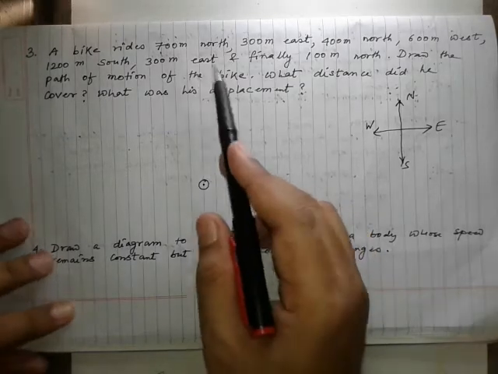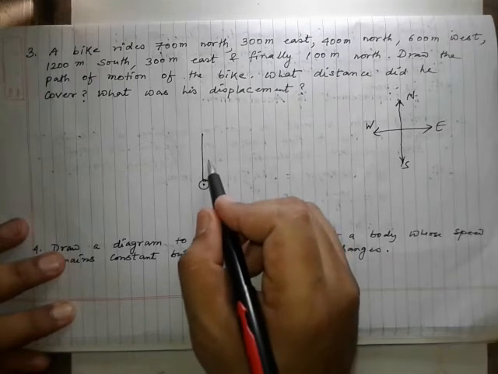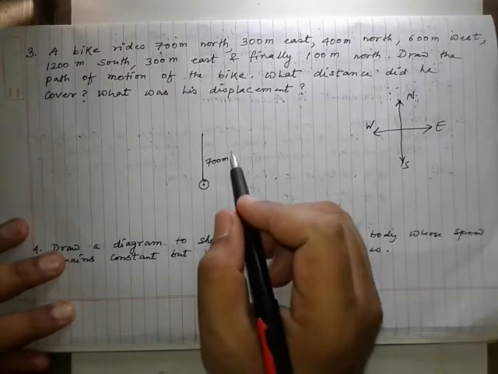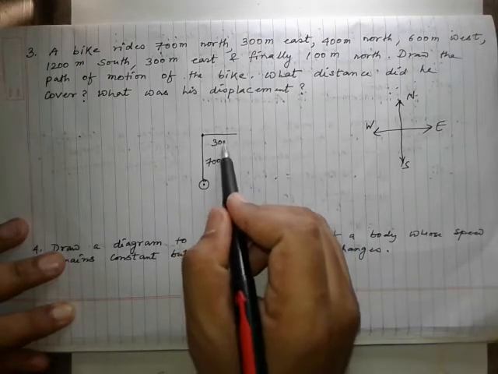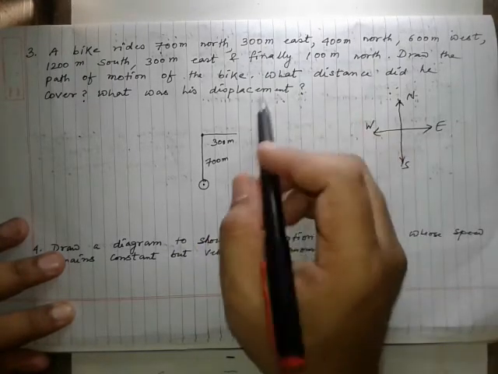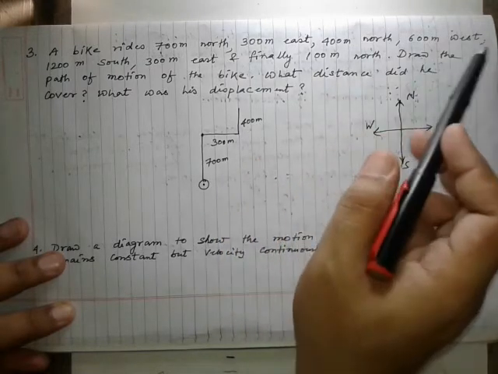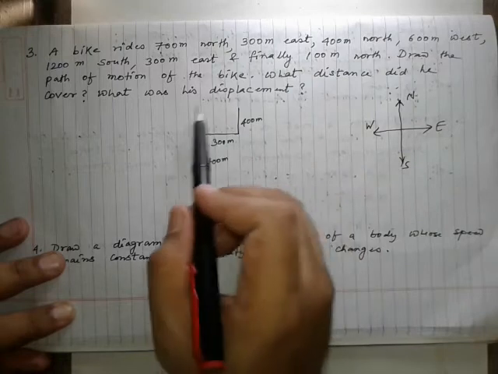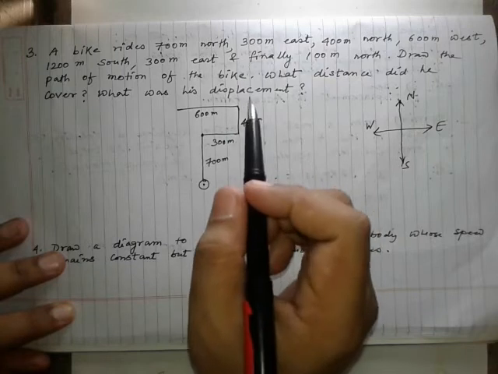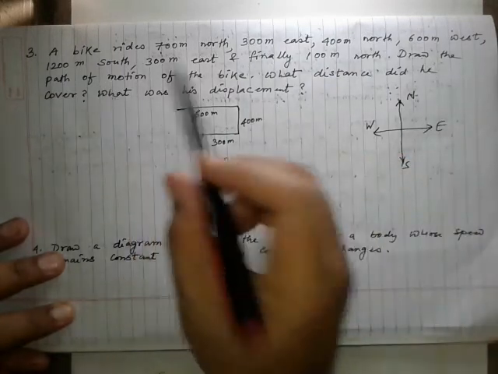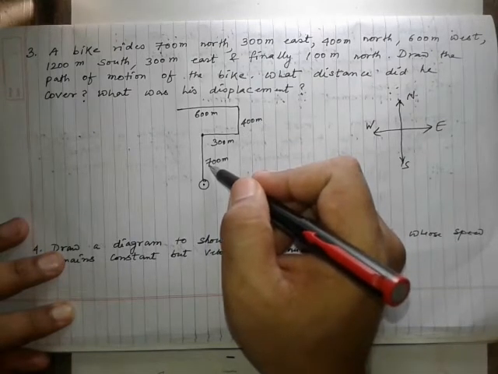So first we go 700 meter north. Then 300 meter east. Okay. Then 400 meter north. Then 600 meter west. And then 1200 meter south. See 400, 1200 meter. Okay.